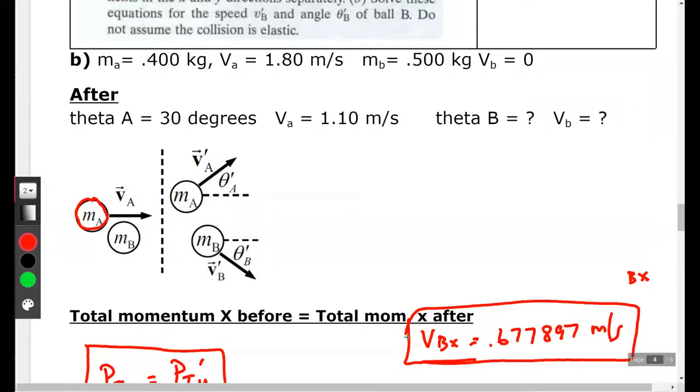Billiard ball B goes down and to the right. Billiard ball A after the collision goes up and to the right as well. This is before, and this is after.